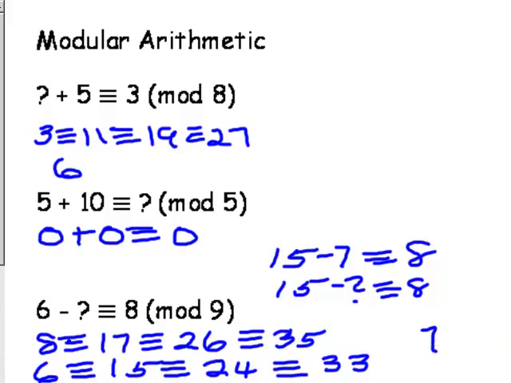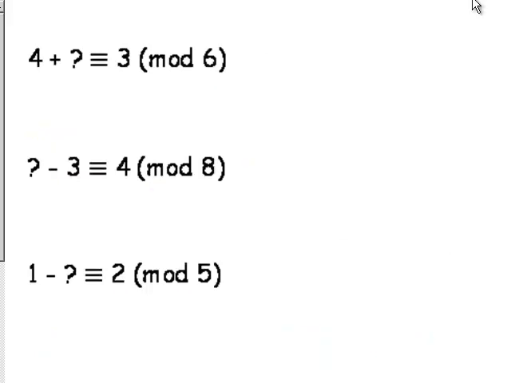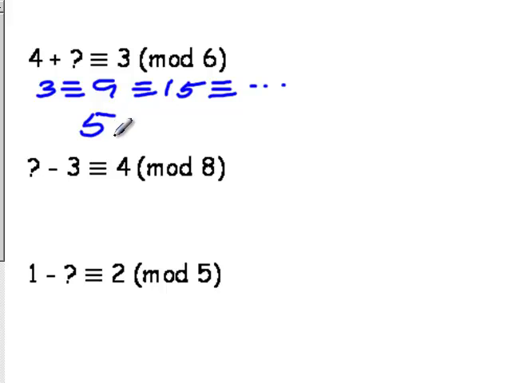Let's look at some more examples. So we want to add something to 4 to get something that's congruent to 3 in mod 6. So 3 is congruent to 9. It's congruent to 15. And there's a whole lot more. All we have to do is keep adding 6, because whenever we divide, we will always get the remainder of 3. But I saw 9, so I know the question mark here is 5, because 4 plus 5 would be 9, and 9 is congruent to 3 in mod 6.